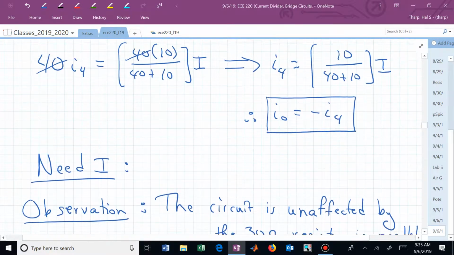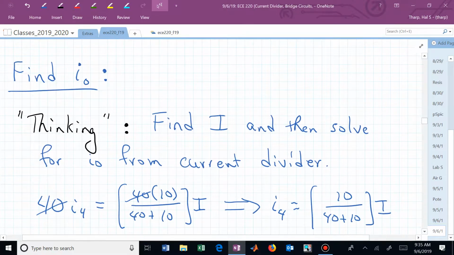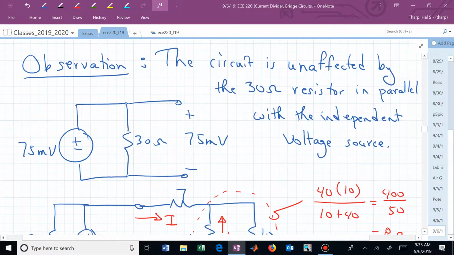Was that 75 millivolts or volts? Oh, you guys, wake me up. What are you doing?